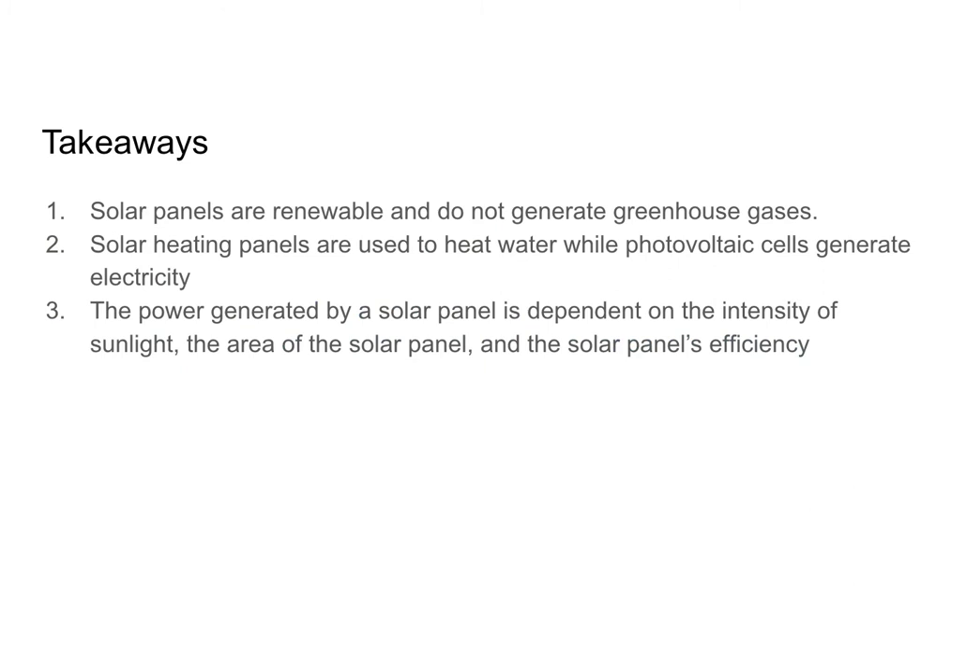So let's go ahead and talk takeaways. First of all, solar panels are renewable and do not generate greenhouse gases. We have two kinds of solar panels. We have solar heating panels, which heat water, while photovoltaic cells generate electricity. And finally, the power generated by a solar panel is dependent on the intensity of sunlight, the area of the solar panel, and the solar panel's efficiency.